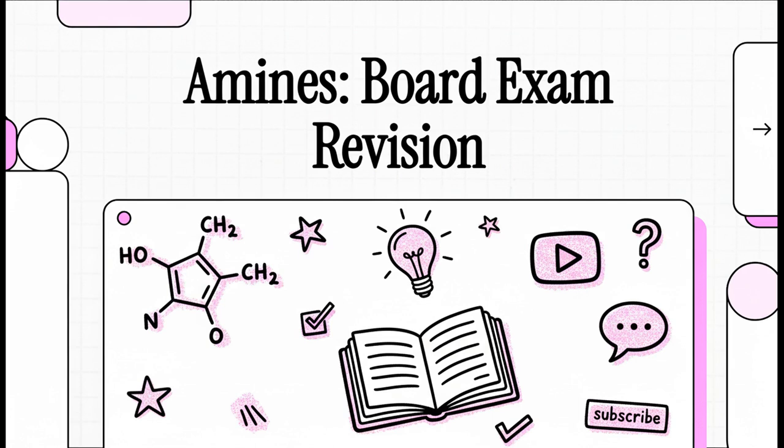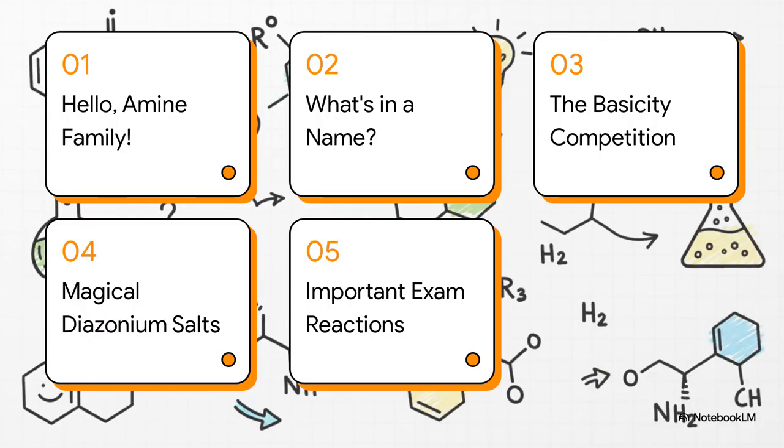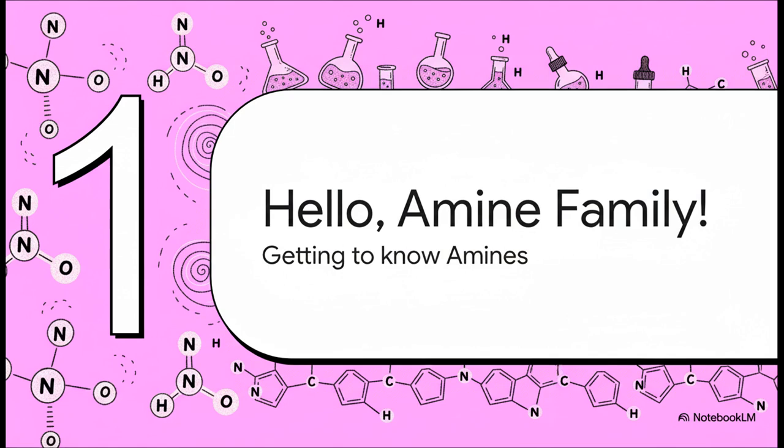Chalo, let's dive right in. So what's our game plan for today? It's a super simple 5-step master plan to just conquer this chapter. First, we'll say hello to the Amine family. Then we'll figure out what's in a name. After that, we have the main event, a competition to see who is the most basic. Then we'll meet a truly magical member of the family, and we'll finish up with those exam reactions that your teachers just love to ask about. See, it's a logical path. Let's begin.